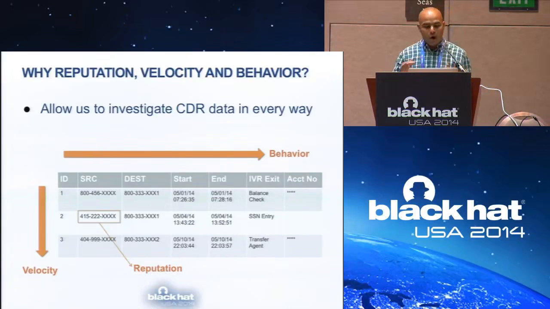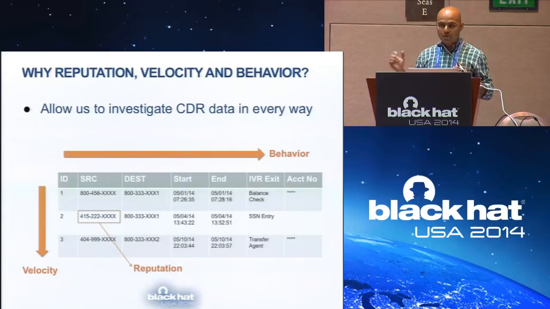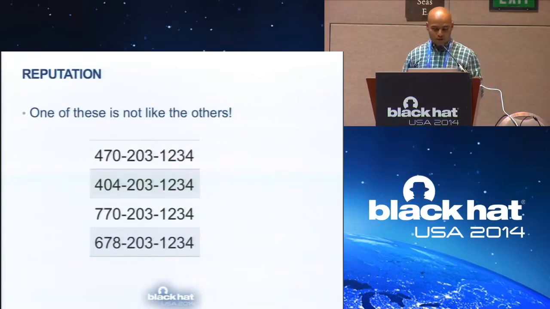So at this point, I'm going to walk through a concrete example of how each of these features can be useful. And hopefully that'll give you an intuition for how these features contribute to overall fraud detection. First, reputation. One of these numbers is not like the others. And when you look at them, you can probably not tell. They all look like valid phone numbers.